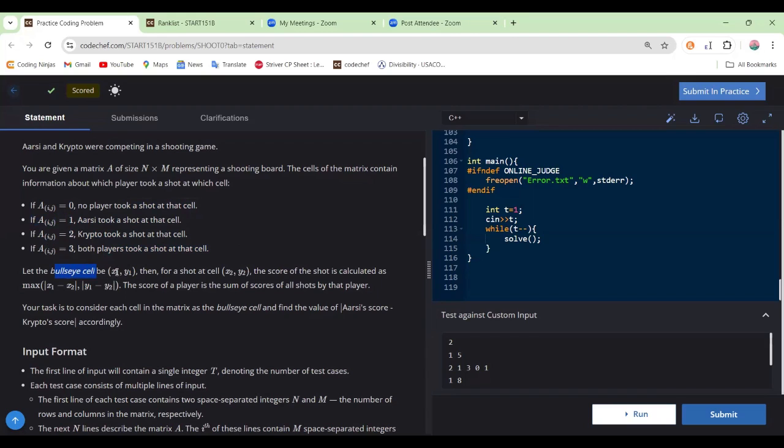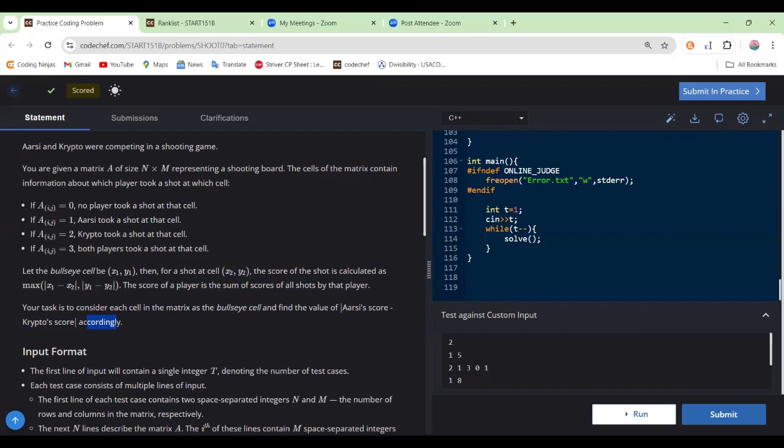Now this is a function for coordinate x1, y1. For a shot at cell x2, y2, the score of the shot is actually max of mod of x1 minus x2, mod of y1 minus y2. So the score of the player is the sum of scores of all shots by the player. Your task is to consider each cell in the matrix as the bullseye cell and find the value of Archie's score minus Crypto's score, absolute value, accordingly.